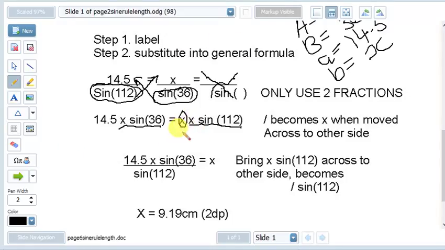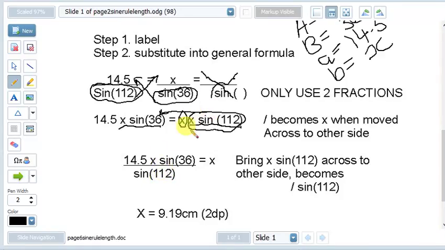So what we've got to do is to try and get this x by itself. Now sine of 112 is a known, because if you put that into your calculator you get a number. So what we do is we circle that, and then we move that across to the other side. So a times by sine of 112 on the right hand side becomes a divide by sine of 112, and that is change side, change sign.